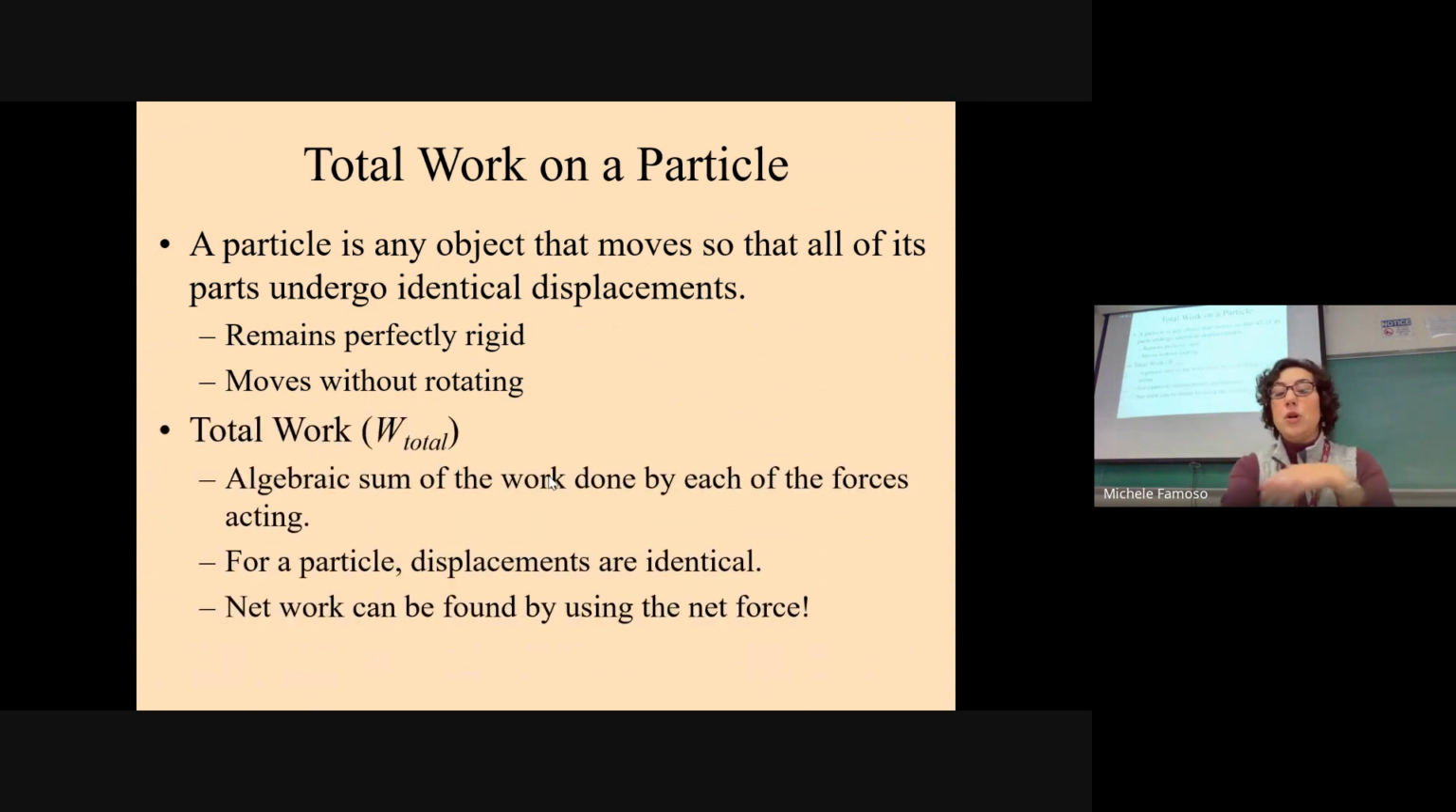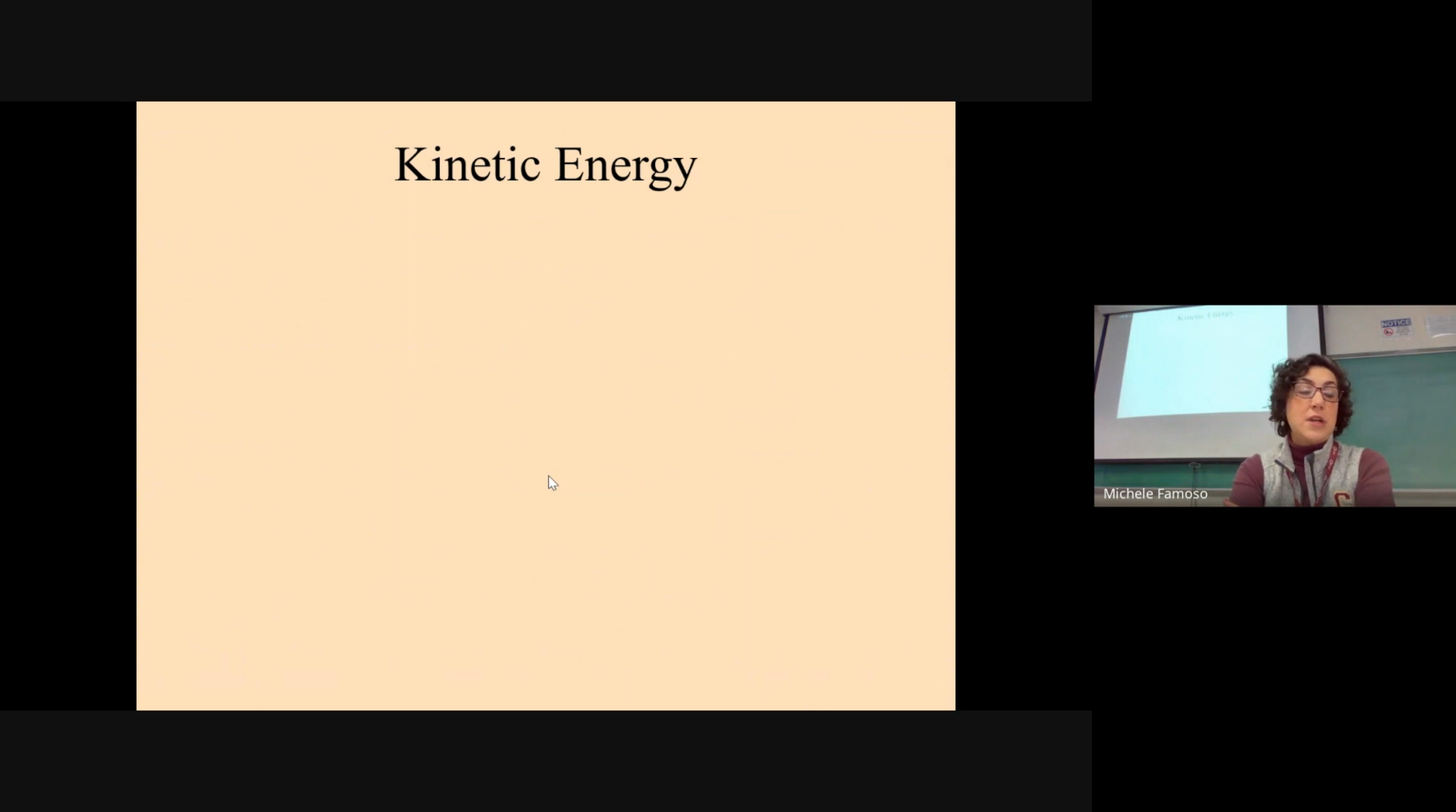So the total work would just be the sum of the work done by each individual force that acts on the object. They all have identical displacements, and therefore the total work or the net work can be found by just using the net force that's acting on the object. So you would use the net force times the displacement to give you the work done.